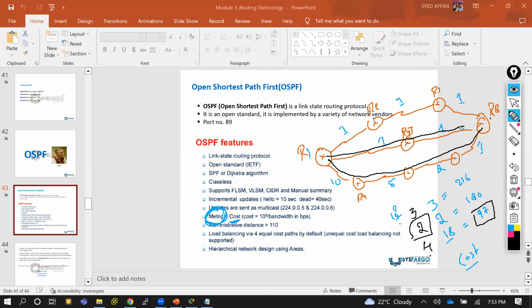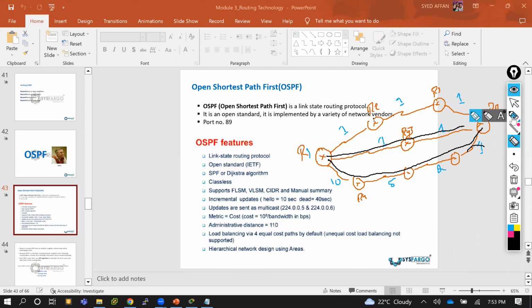So everyone will calculate different things. But in OSPF the metric is cost. Whichever path gets the very good cost, meaning the lowest cost, that is my best path. Got it? That's how it selects the best path. What does metric mean, and why does it use the metric? That's how the metric works.